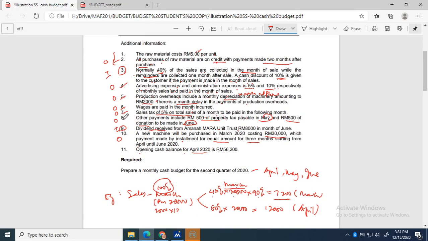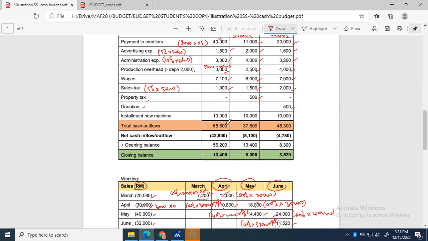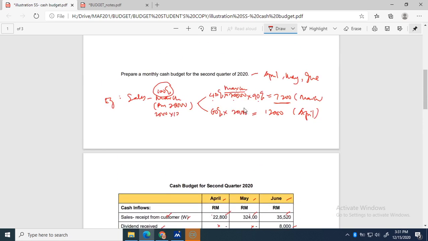Okay, now we refer to number 10. A new machine will be purchased in March costing 30,000, with the payment by installment, 3 equal amounts. Okay, 3 months equal amounts. So per month is 10,000 starting April until June. So that means April, May, June. So complete 30,000. April 10,000, May 10,000, June 10,000. So total paid is 30,000. Okay, so finish the cash outflow.